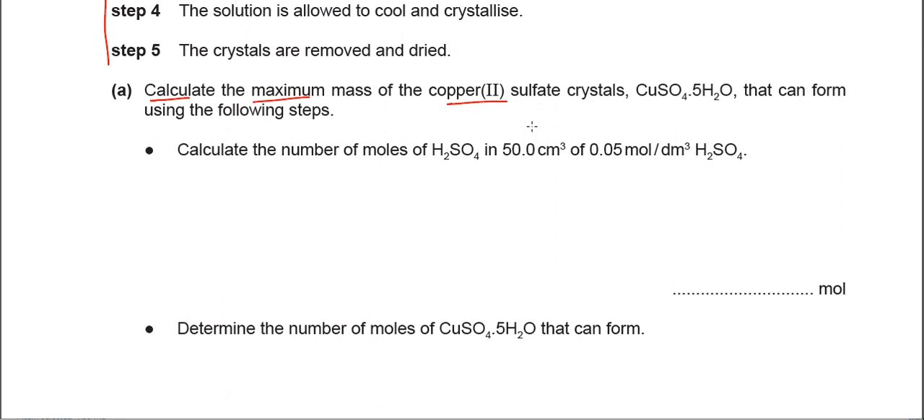the 50 cm³ of 0.05 mol/dm³ sulfuric acid. So now what we have is the formula n = C × V, where C is the concentration, and we know that it is 0.05, multiplied by V, the volume, which is 50, but we have to convert that volume into dm³. For that we have to divide it by 1000. So we will get the answer.